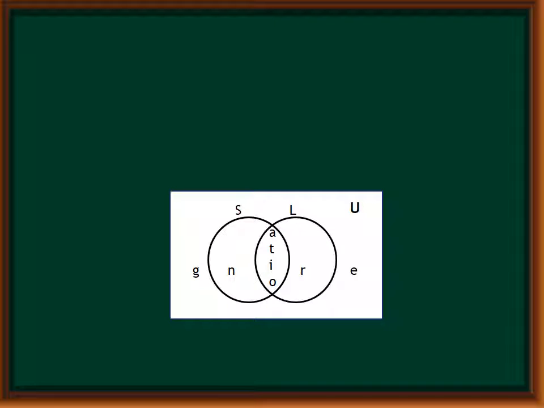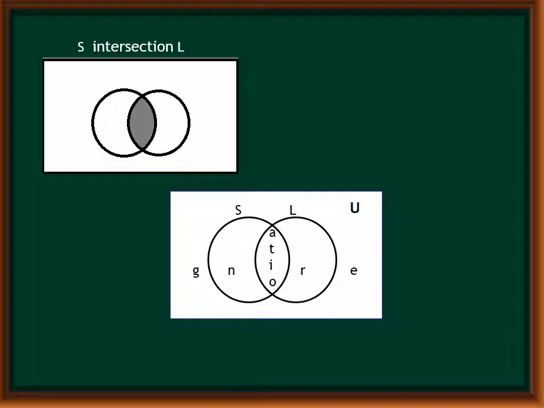Now let us illustrate our answer for the complement of the intersection of the two sets, set S and set L, using a Venn diagram. So the first Venn diagram being shown up there is the original Venn diagram for our given data. And as you can see, the elements in their intersection, or the elements they have in common, are letters A, T, I, and O. So the second Venn diagram is the intersection of S and L. So again, the elements involved in that shaded area are A, T, I, and O.